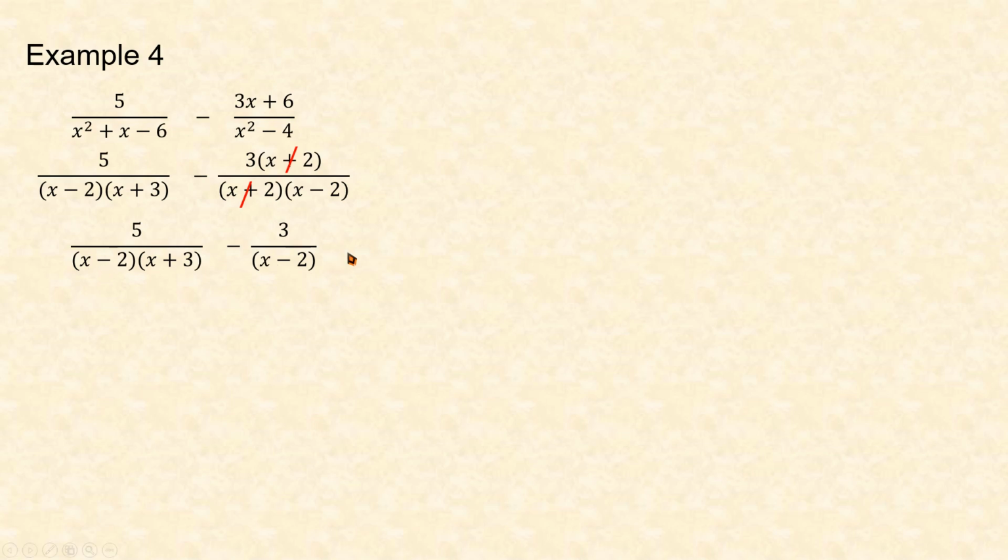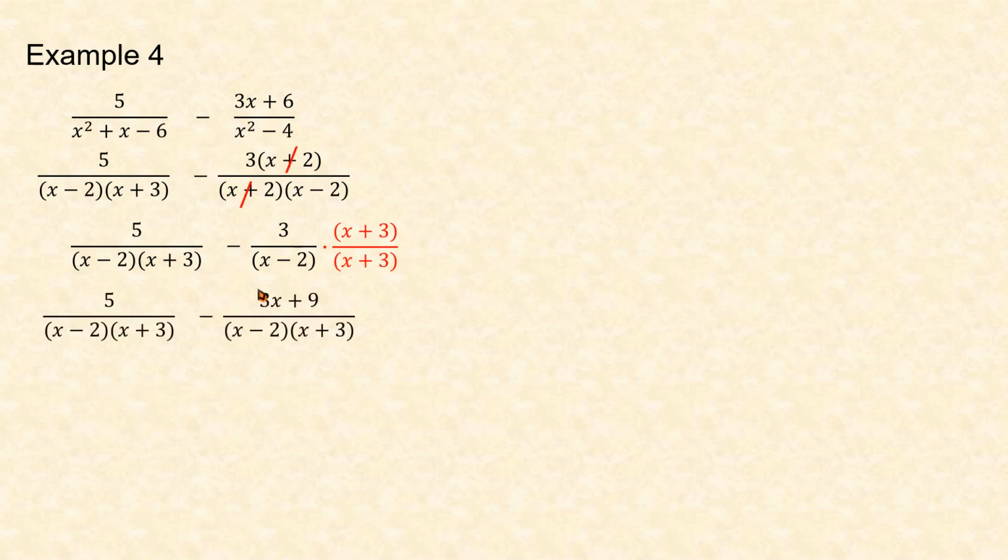The second one looks like it needs an x plus 3. So I multiply by x plus 3 over x plus 3. And that gives you, the first one stays the same, but the second one becomes 3x plus 9. Okay, now I take 5, subtract that. Remember the negative sign here, it distributes to both of these. So I get minus 3x. 5 minus 9 is negative 4. So I have negative 3x minus 4 over that LCD.